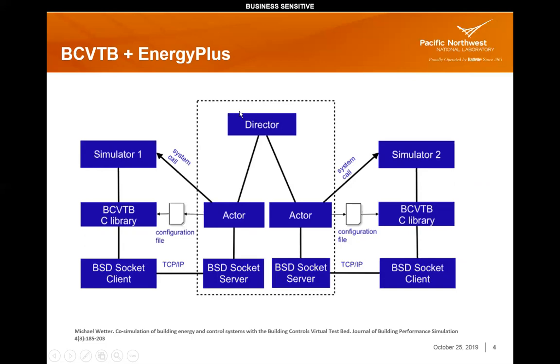What is inside the dashed box is the BCVTB. The BCVTB has two different components. One is called the actor, and the other is the socket server. The actor has two functionalities. The first one is sending the system call to call a certain simulator, and then it sends the configuration file, in terms of how we set up the socket server, to the BCV C library, which is associated with the simulator.